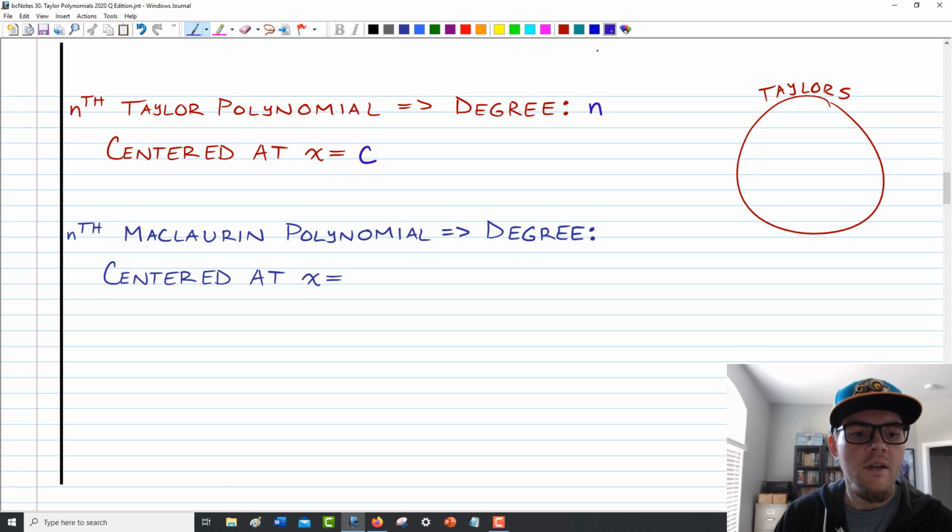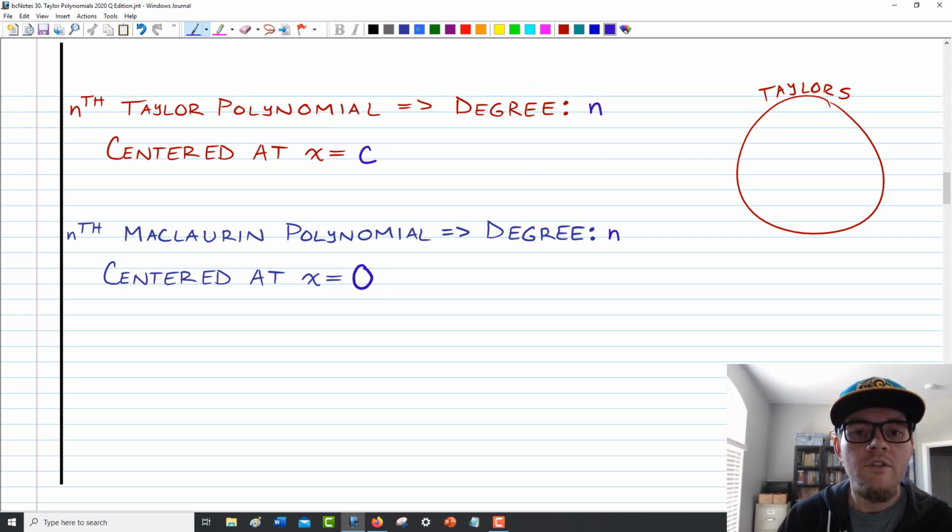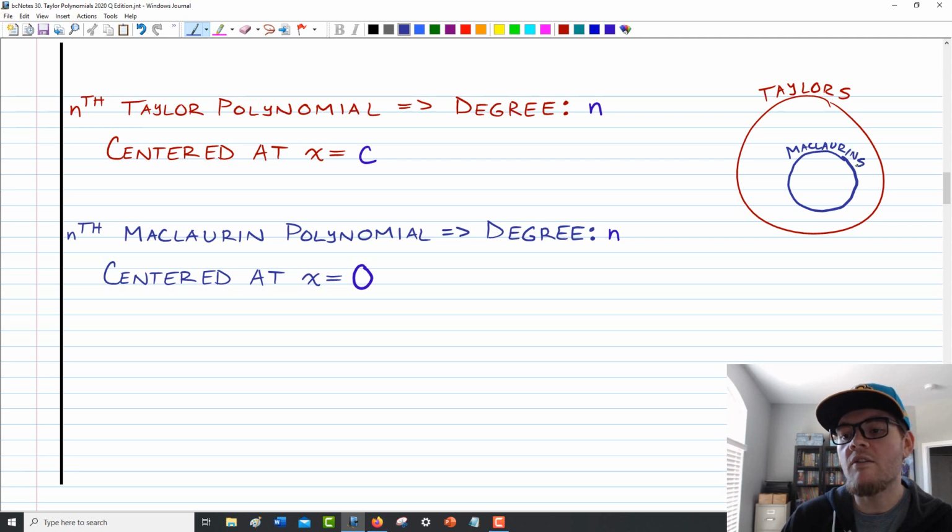Now, in contrast, the nth Maclaurin polynomial would still also be a polynomial of degree n. The only difference with the Maclaurin is that your center isn't just c. Your center has to be 0. So Maclaurins are just Taylor polynomials that are centered at 0. To help illustrate that idea, those are all the Taylors. Inside here is the Maclaurins. All Maclaurin series are just Taylor series that are centered specifically at c equals 0.